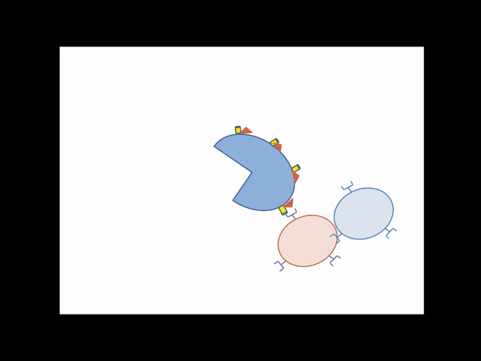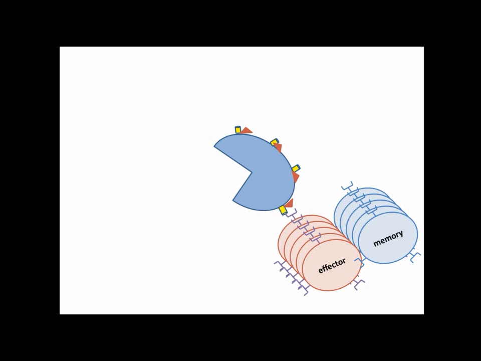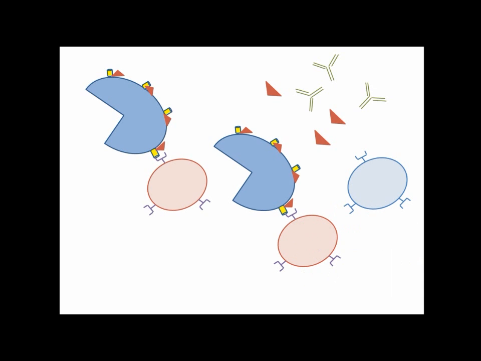Next, the T cell undergoes division into two subgroups, effector cells and memory cells. Effector cells target infected body cells, while memory cells make antibodies that target the pathogen.